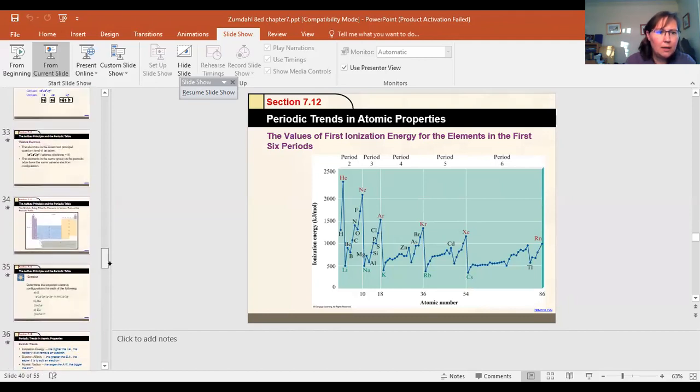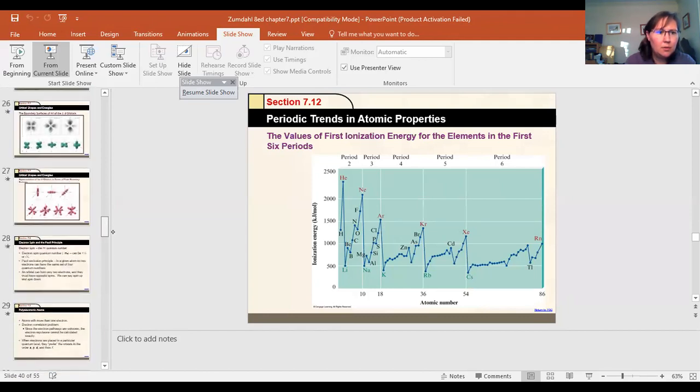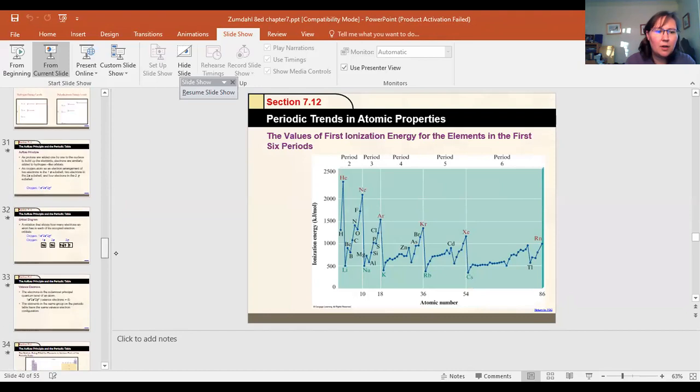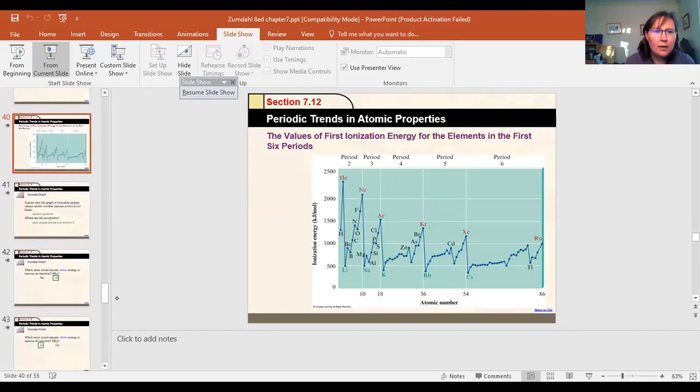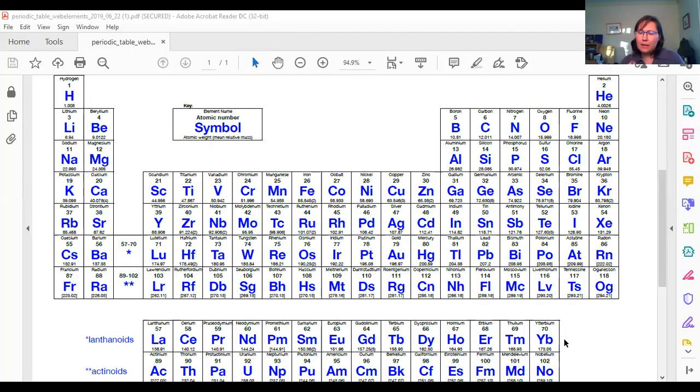a periodic table. Nope, that's not a good one. Sorry. All right. Before we look at that, I want to look at the periodic table first. Okay, here we are on the periodic table. Let's take a look at this when it comes to periodic trends.